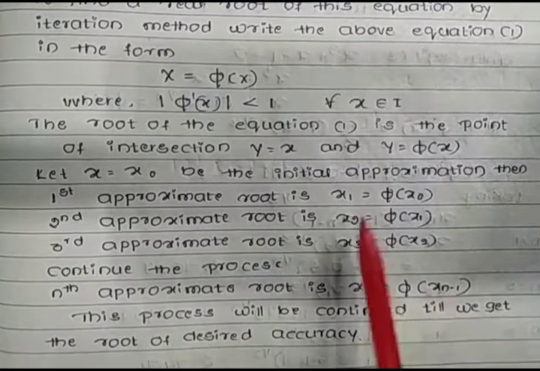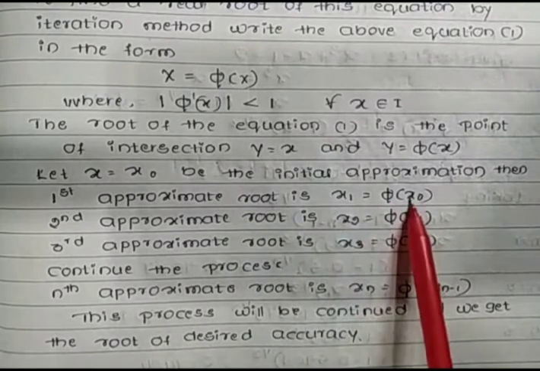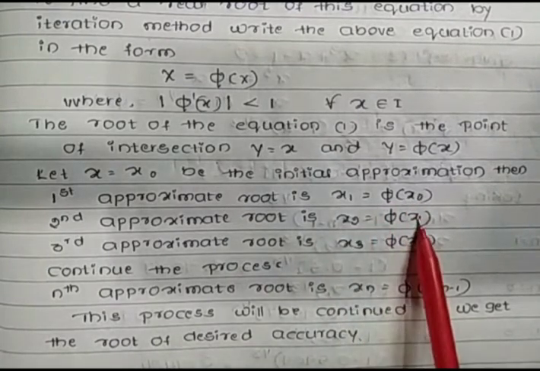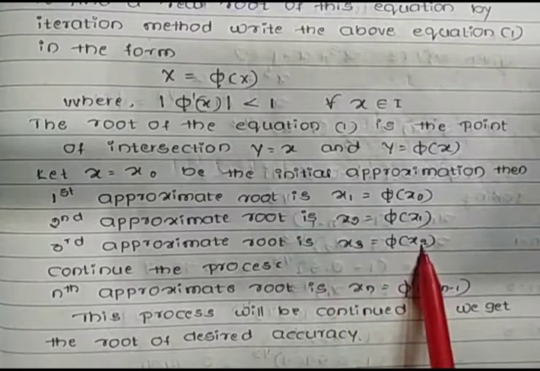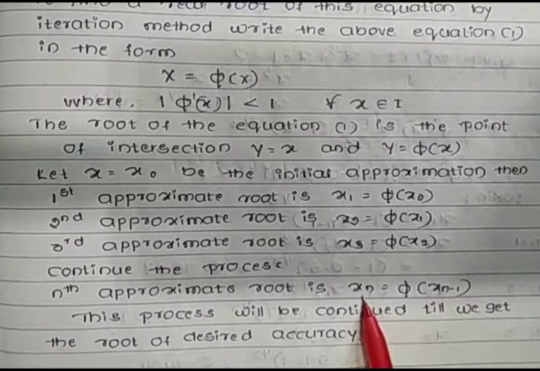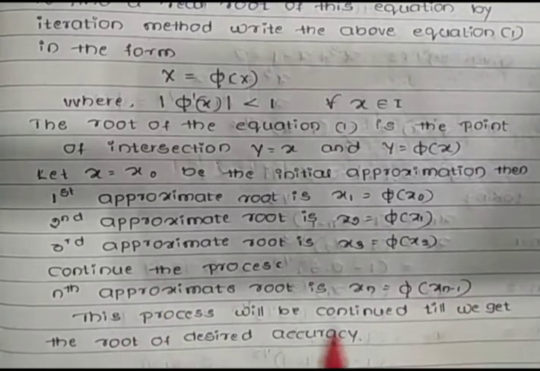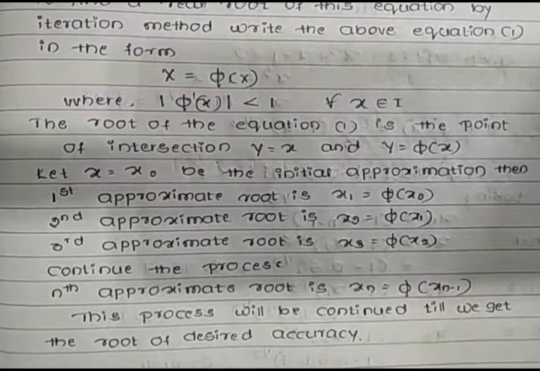Why is it n minus 1? Just observe. Here it is 1 and here it is 0, which means 1 less value. Here 2 and here 1. Here 3 and here 2. So we are considering one less value. Therefore, the general form is xn = φ(x(n-1)). This process we have to continue until we get the required accuracy. Okay, so this is about the working rule.